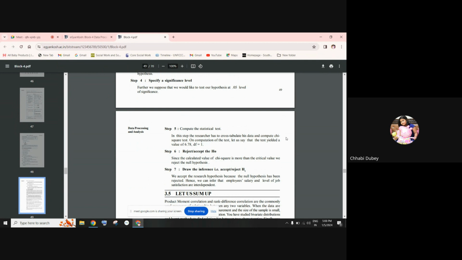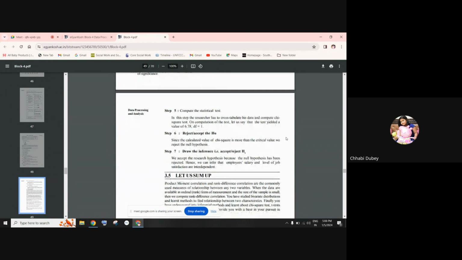We will compute the statistical test, and based on that, we are going to either reject or accept the null hypothesis. So when the calculated value of chi-square is more than the critical value, we say that the null hypothesis can be rejected. That means that our research hypothesis can be accepted, that there is definitely a great deal of relationship between the salary and the satisfaction of the employees. So they are interdependent, not independent.